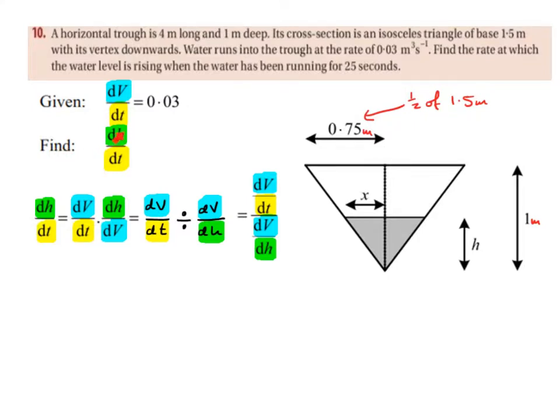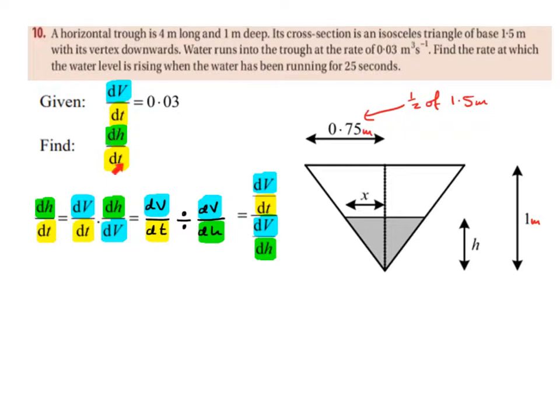We want to find dh/dt, the derivative of h with respect to time, with respect to t. So h is this distance here. So we're interested in the rate at which this is filling after 25 seconds. Also note that this is 1 meter. That again was given to us in the question. We were told that the trough was 1 meter deep. So that's 1 meter.